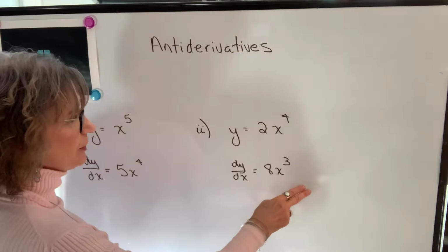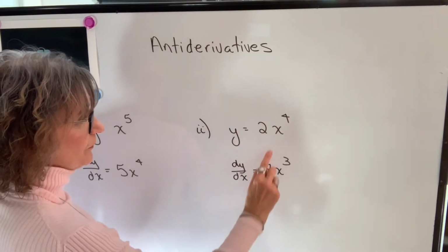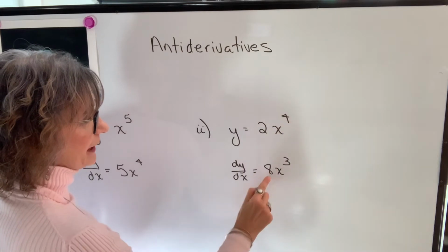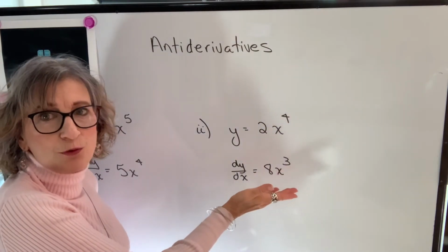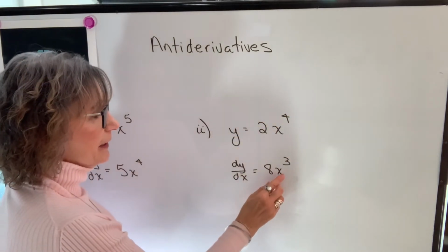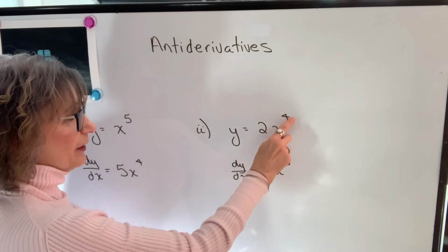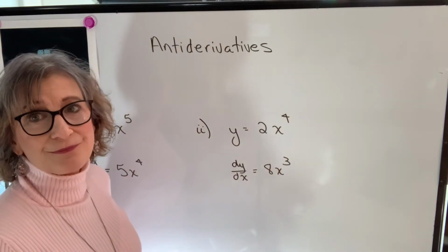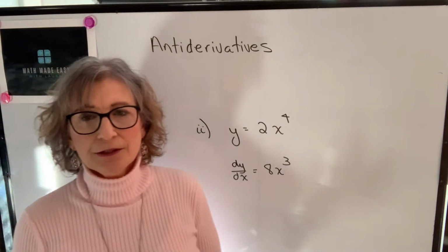Same idea with this question. Y equals 2x to the fourth. The derivative of that, we multiply 2 times 4 to get 8, and then we decrease our exponent by 1. Therefore, if we're going backwards, x will be to the power of 4, and we divide 8 by that 4 to get a coefficient. So hopefully you can see what I'm talking about there.